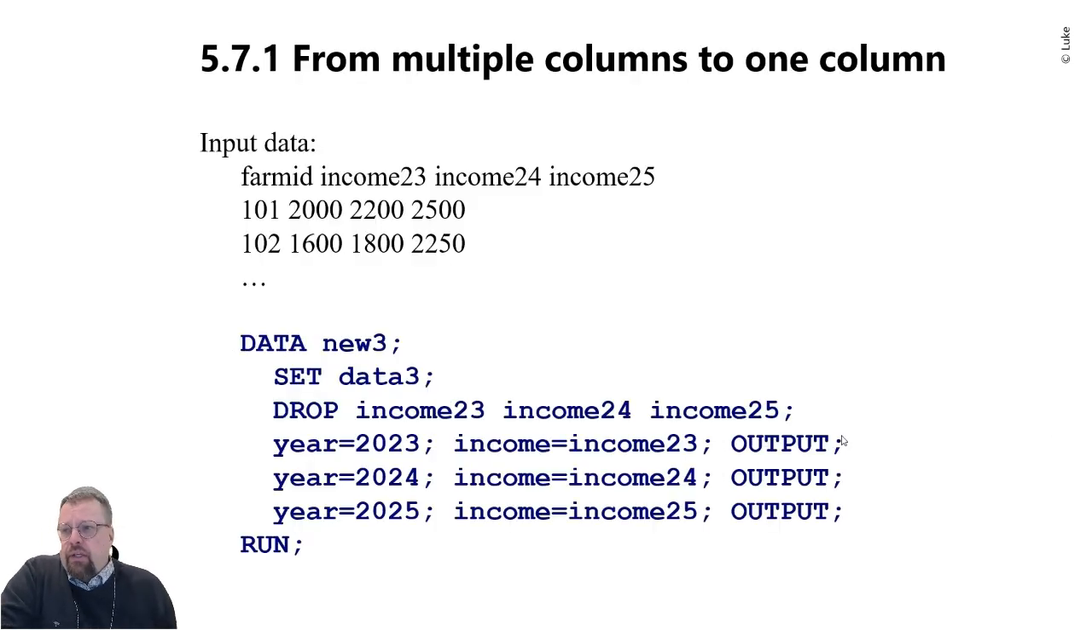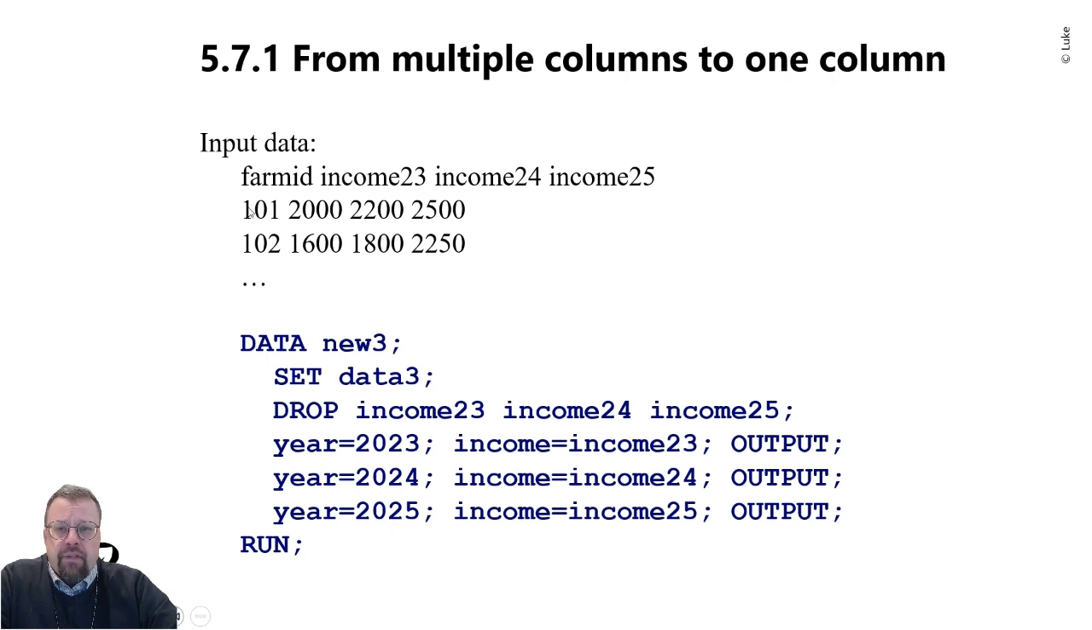First, we look into the situation where we go from multiple columns to one column. Here is simple example data. We have a farm ID, and from this, for example, from this farm 101, we have income from year 23, income from year 24, income from year 25, all in one row. But what we would like to have is three rows for this farm.